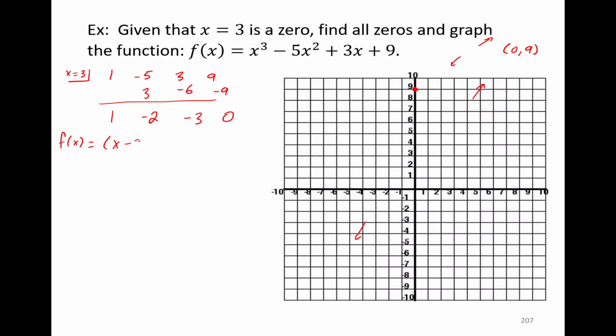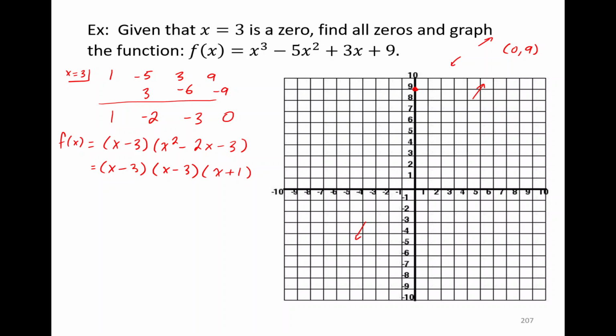factors as (x minus 3)(x squared minus 2x minus 3), based off of the values we just got from our synthetic division, the quotient of that is. Now, x squared minus 2x minus 3 factors as well into (x minus 3)(x plus 1). So that f of x is now equal to (x minus 3)(x minus 3)(x plus 1).